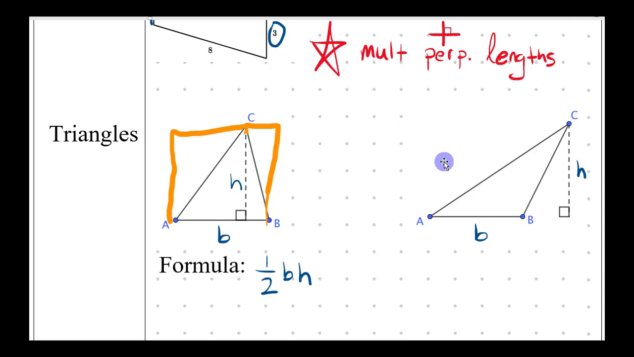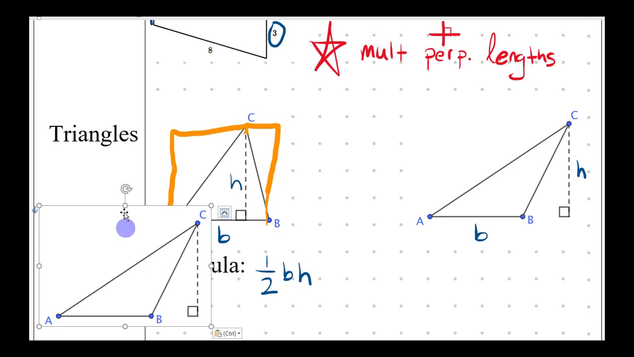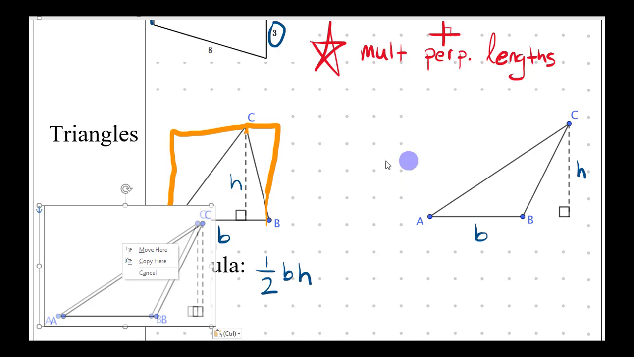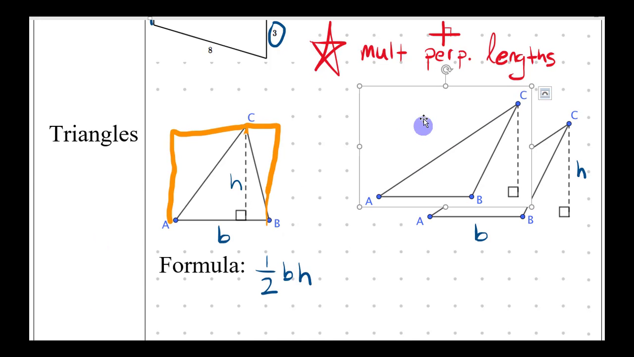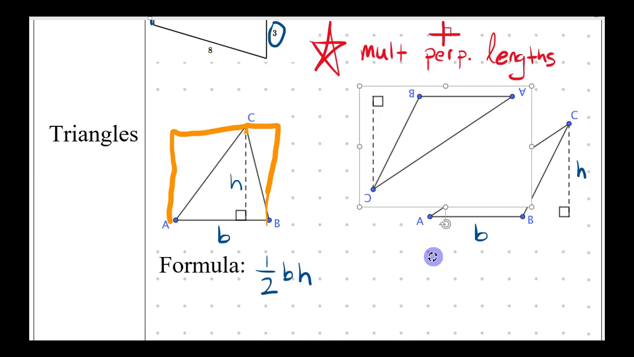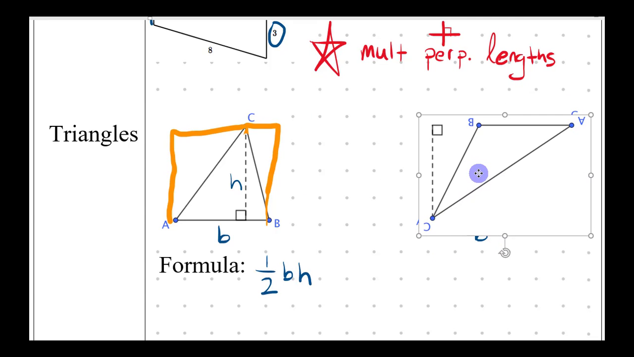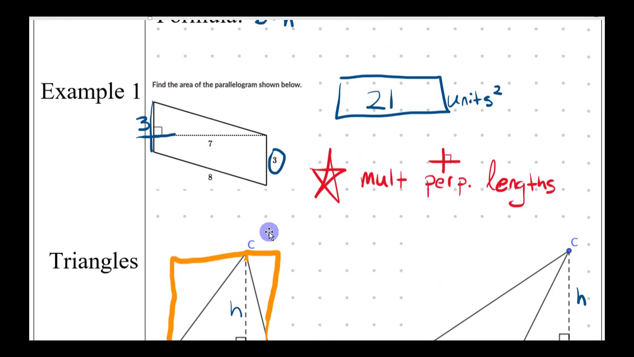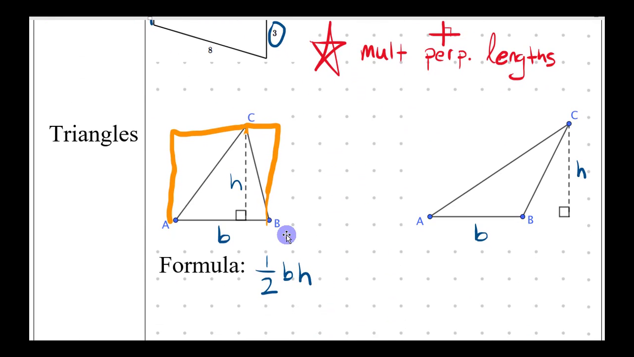Here's the answer. So if I grab this, and I wish I could make things see-through, I wish I could change the opacity. But if I grab this guy and paste it over here, if I were to rotate this 180 degrees and put it on top of one another, it would make the following shape.